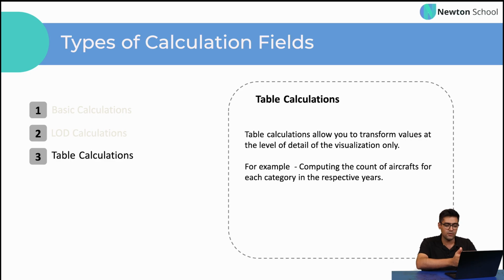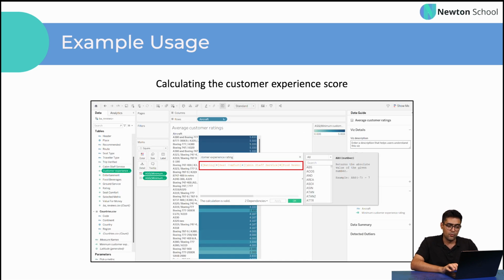As per the definition, it says table calculations allow you to transform values at the level of detail of the visualization only. So whatever visualization you're creating, you can transform it then and there. So you don't need to create a field. You can just transform the values in the table that you have created for the visualization itself. Right? Okay, now we move ahead.